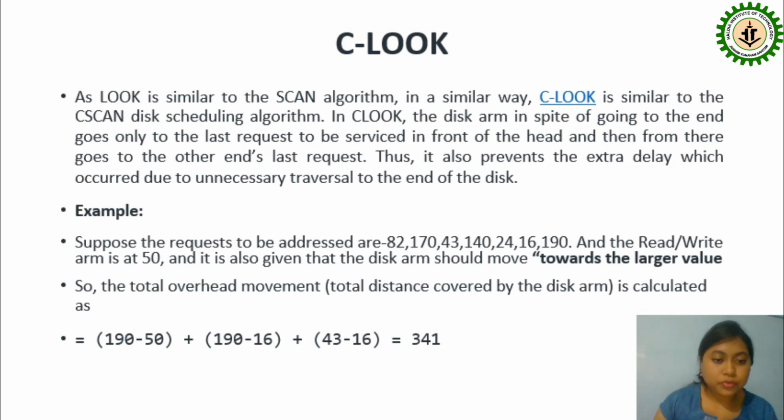So the movement will be: from 50 we go to 190, so 190 minus 50. From 190 we go to the value of 16, the other end's last request. So 190 minus 16. And from 16 we go towards the other request, that is 43. So plus 43 minus 16. So the total distance covered by the disk arm will be 341. So these are the algorithms.